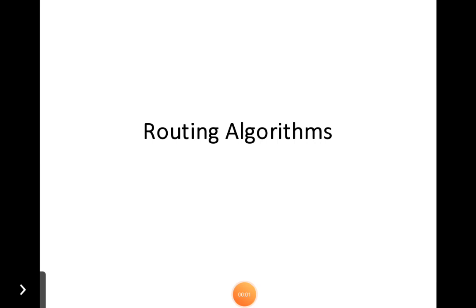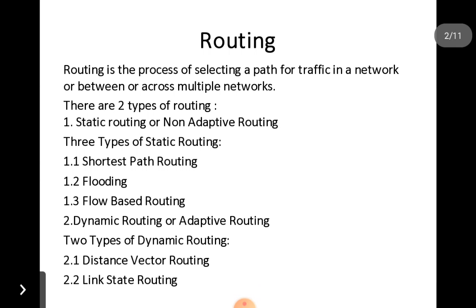Hello students, today the topic I am going to discuss is routing algorithms. First of all, what is the definition of routing algorithms? Routing is the process of selecting a path for traffic in a network or between or across multiple networks. The routing function and logical function lies on the network layer of the OSI model.